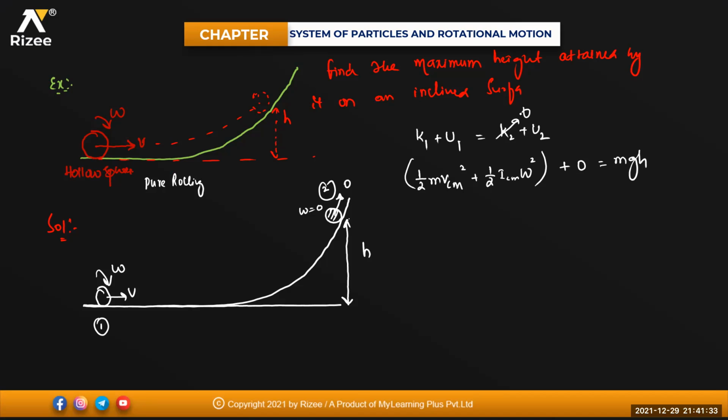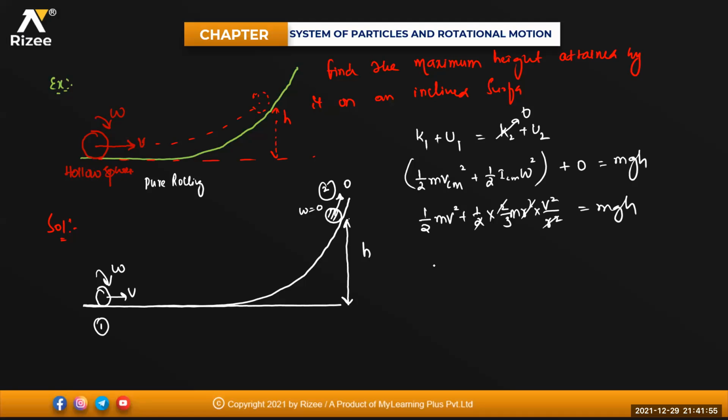Very good, beta. Isn't it? So this will be equal to half into m into v square plus half into moment of inertia, which for a hollow sphere is 2 by 3 into mr square, into omega, which will be equal to v square by r square. That is equal to mg into h. Okay, now this two will get cancelled.